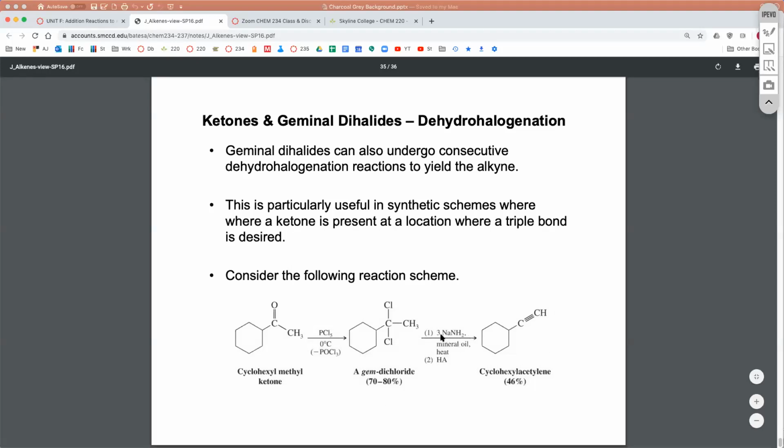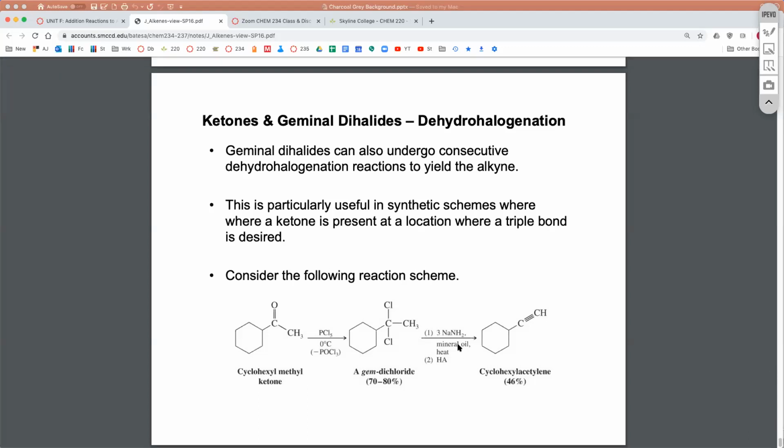You can see the NaNH2. This time it's dissolved in mineral oil, which is a very nonpolar aprotic solvent. Again, this just stays suspended as it reacts. Enough dissolves that as it reacts, then additional can dissolve. And then this would just be the mild acidic workup step to give you this compound here. So not really a lot of additional to consider on this particular slide.